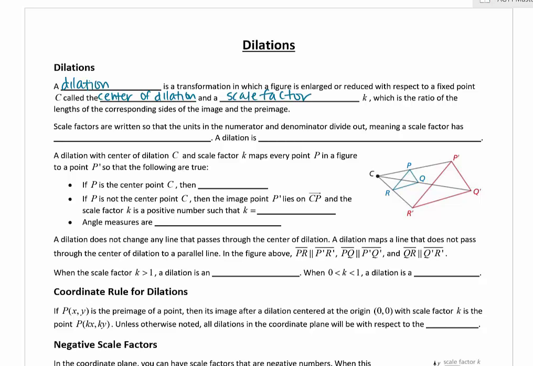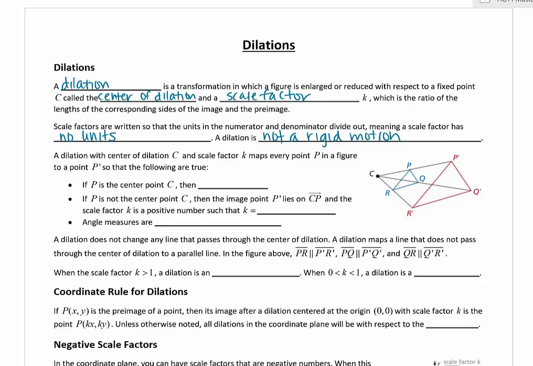Scale factors are written so that the units in the numerator and denominator divide out, meaning that a scale factor is going to have no units. And a dilation is not a rigid motion. Keep in mind that a rigid motion means that all side lengths, all angles, all of that stuff is preserved. And with a dilation, that is not the case.